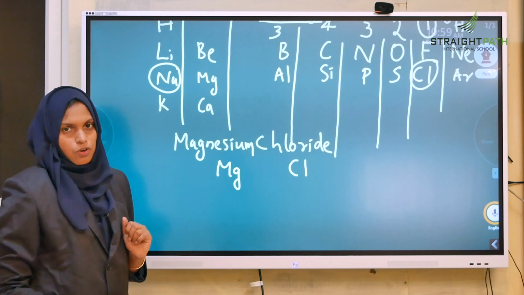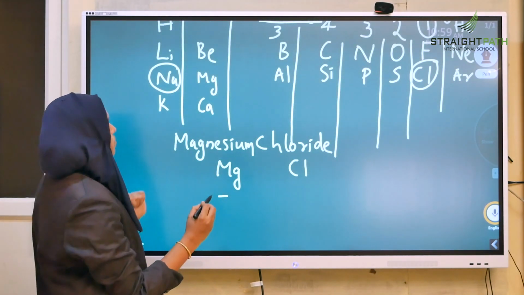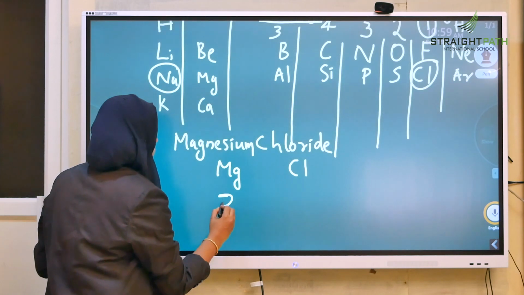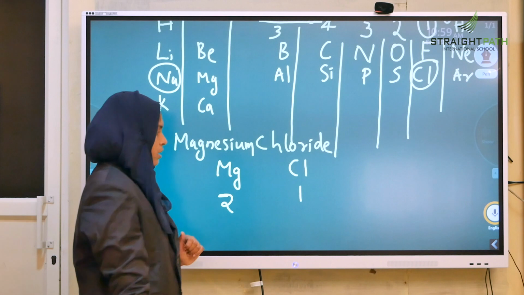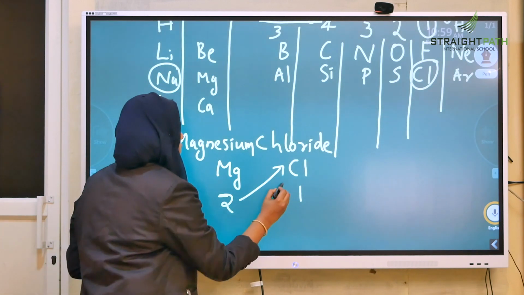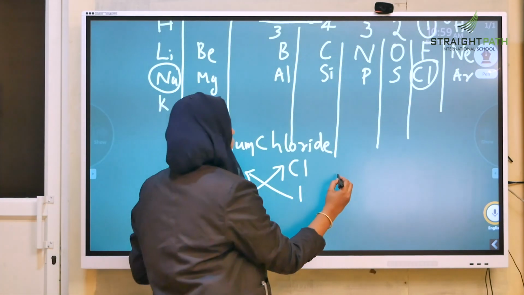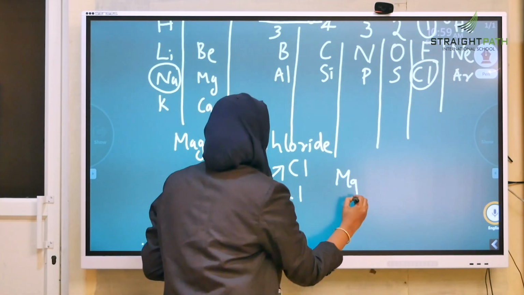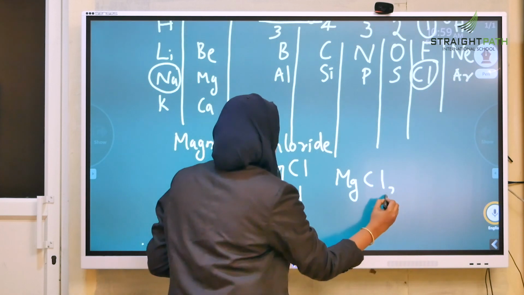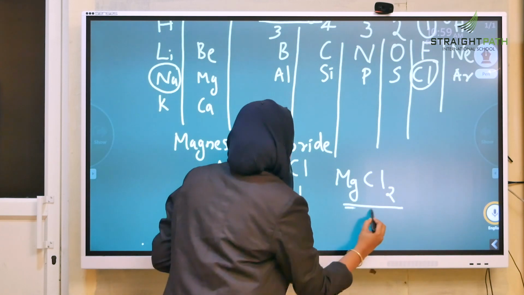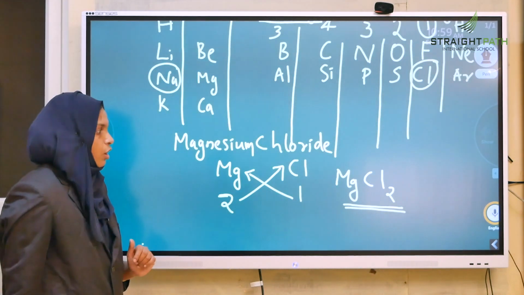Then the valency of the magnesium atom: Mg is in the second column, so the valency is equal to 2, and for chlorine it is equal to 1. Then crisscross and write the value. Then the formula of magnesium chloride is MgCl2. So this is the chemical formula of magnesium chloride.